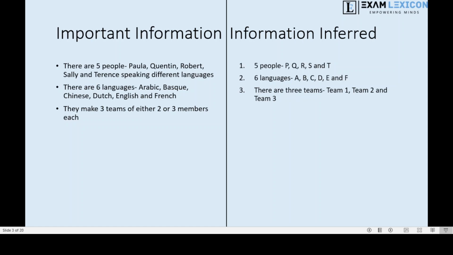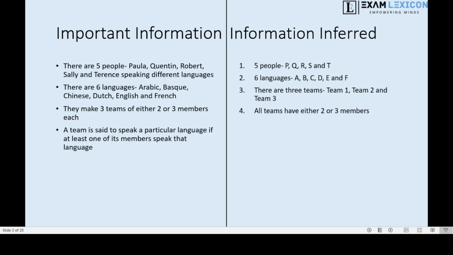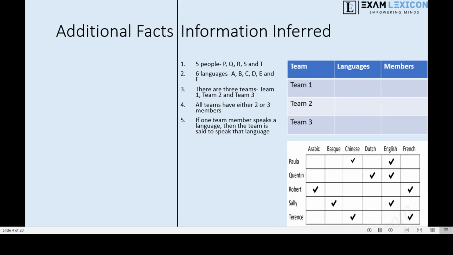So then again, it is given to us in the question: team 1, team 2 and team 3, and all teams have either 2 or 3 members. A team is said to speak a particular language if at least one of its members speak that language. So this is also pretty important. Now we get down to the additional facts, and we'll keep filling in the table that we have made for teams, languages and its members.